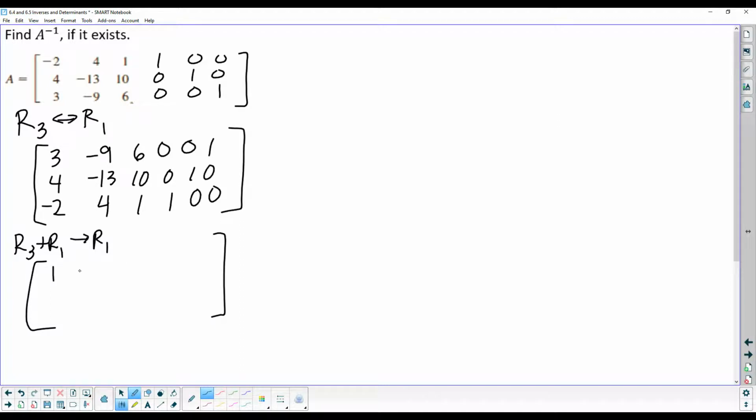One, -5, 7, 1, 0, 1. You've got to check mine. Don't copy mine. Do it yourself and check mine. I'm adding the top row and the bottom row together and putting it in the top.